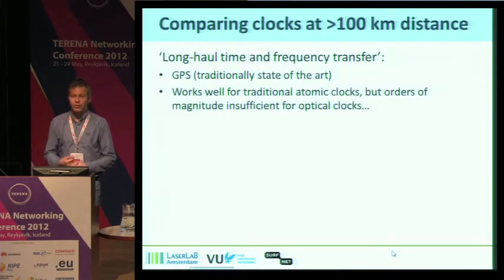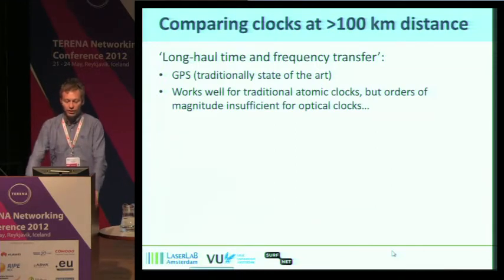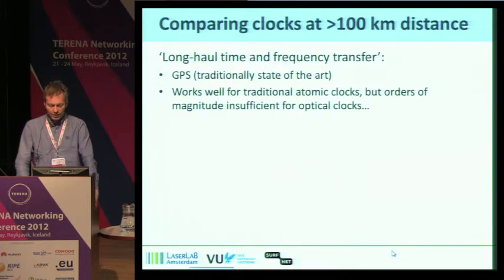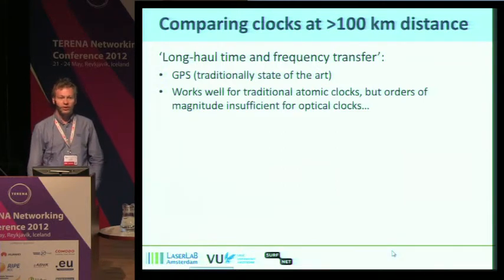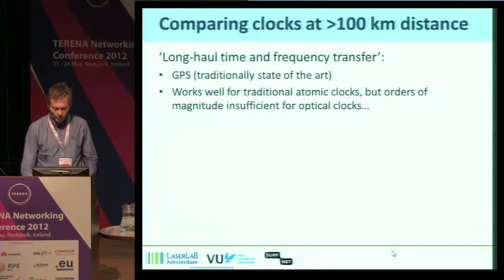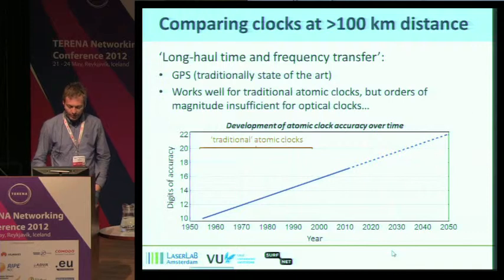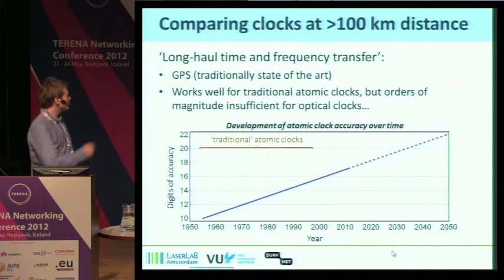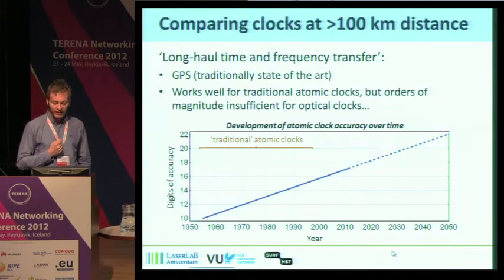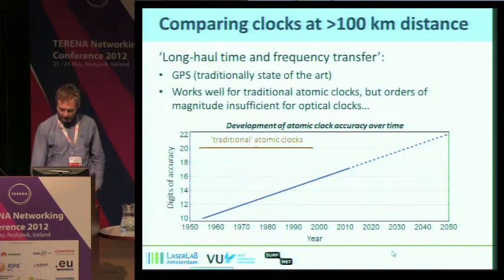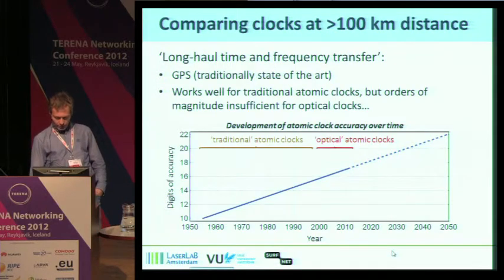Well, normally if you want to synchronize clocks, or if you want to compare clocks, you could use GPS. That's the best method that you can get. And that works well for these traditional atomic clocks, like cesium clocks, but it's not enough for these optical clocks. Just to illustrate this, this is a picture of the development of the accuracy of clocks over time. So the first atomic clocks were developed in the 1950s, and now something went wrong here.